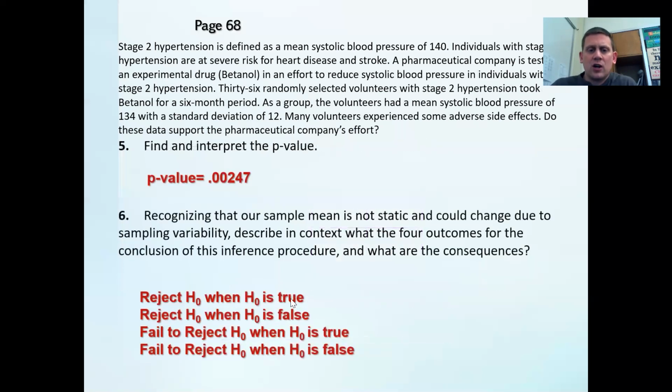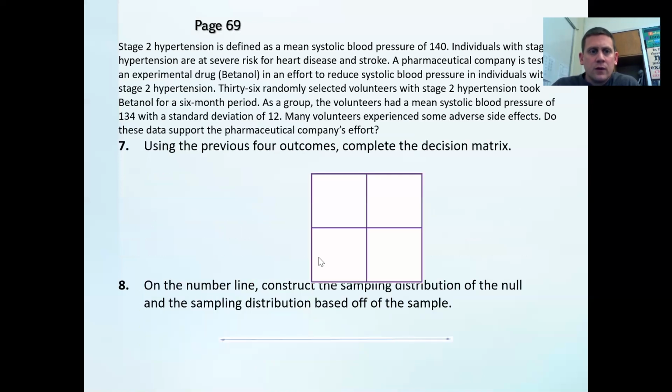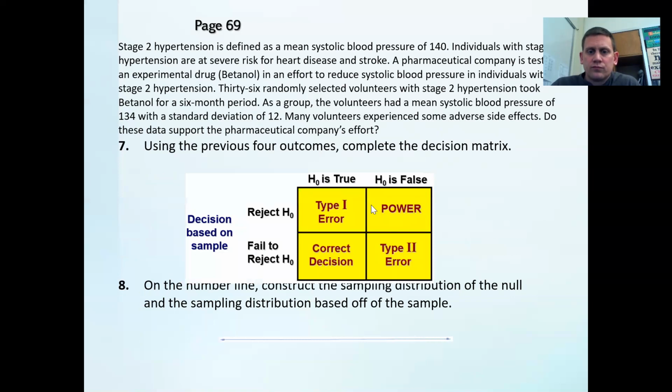So I'm thinking about our consequences. Reject the null and the null is false: this is a good decision. We fail to reject when the null is true: that's a good decision. We fail to reject when the null is false: that's type 2, and there's type 1. There's our decision matrix.